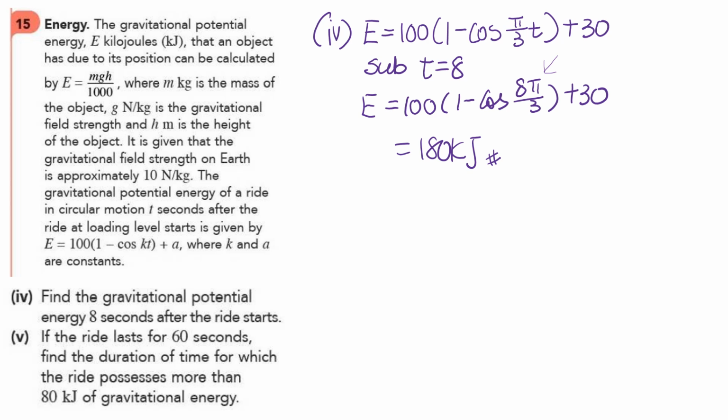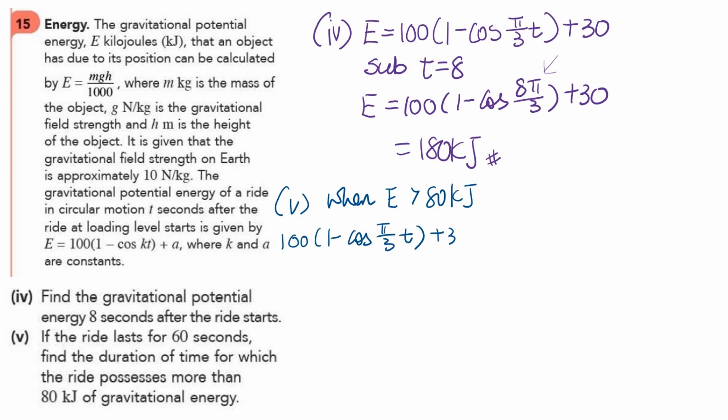Okay, part 5. Part 5 is if the ride lasts for 60 seconds, find the duration of the time for which the energy is more than 80 kilojoules. The last part is more complicated, more difficult. So when the ride lasts for 60 seconds, it means your energy will be more than 80 kilojoules, right? Which means this formula here will be more than 80. So we are not actually solving an equation, we're solving an inequality.